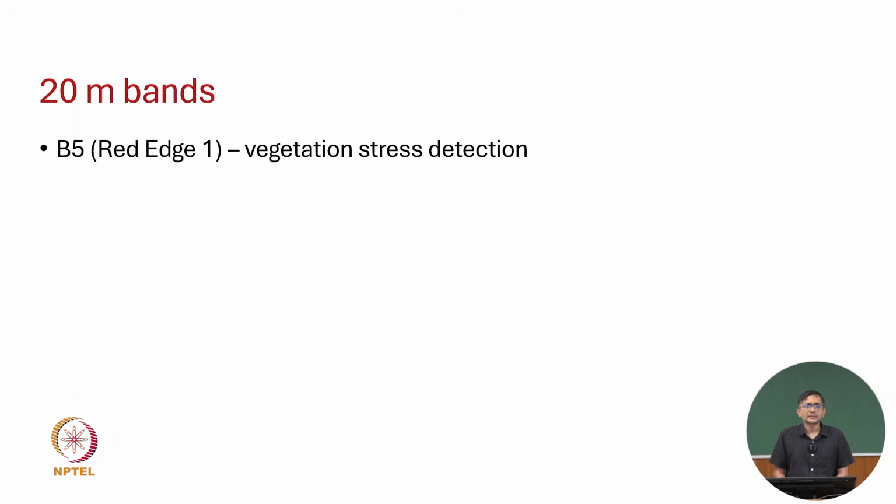Now let's think about the 20 meter bands. B5, red edge 1, helps us with vegetation stress detection. B6, red edge 2, again helpful for vegetation monitoring. B7, red edge 3, again helpful for vegetation monitoring.